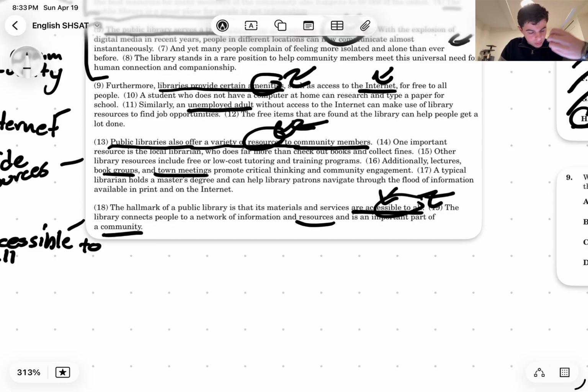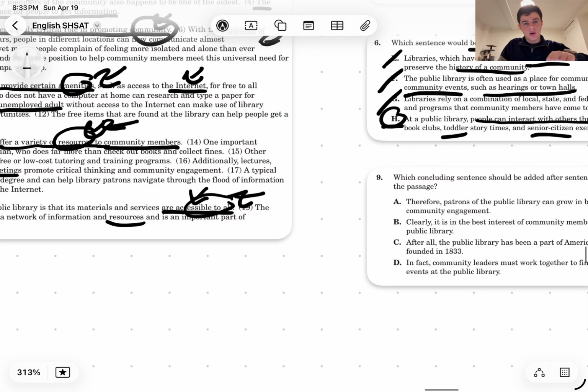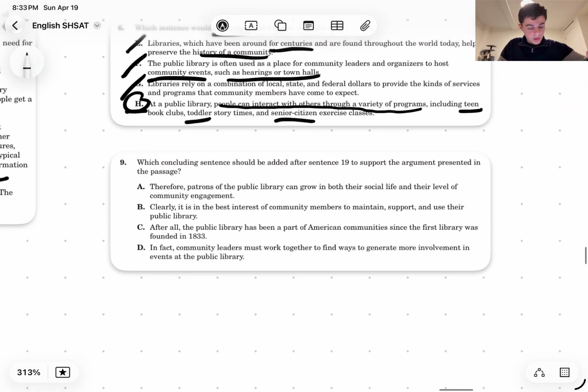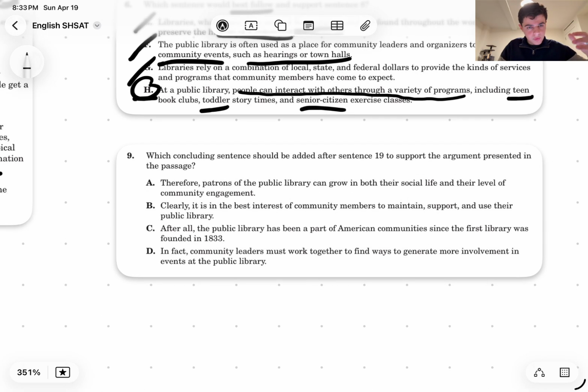So, it's talking about resources, community, but let's just see what answer choices can follow to kind of conclude everything and end it all up in a very broad manner. So, therefore, patrons of the public library can grow in both their social life and their level of community engagement. Well, this is too specific of an answer choice.